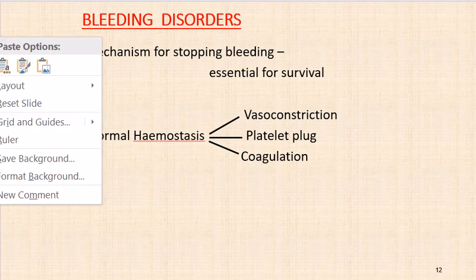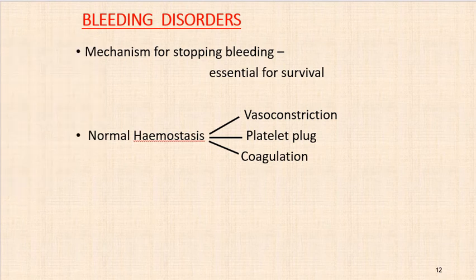Then about the bleeding disorders, the mechanism of stopping bleeding from a severed vessel, from a cut vessel, is very essential for the survival of human beings. Because if this mechanism was not there, a small injury to the tissues, to the blood vessels, may have resulted in loss of a very large amount of blood.